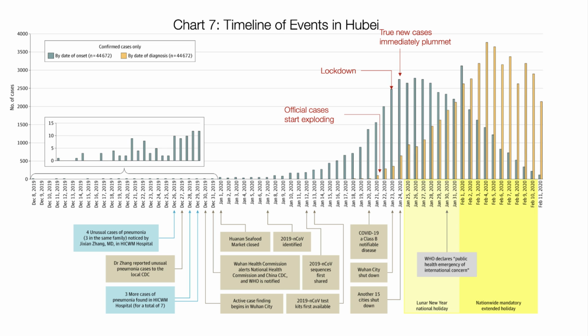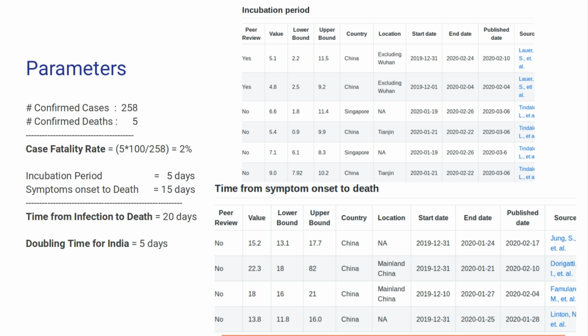For India, as of now, a total of 258 cases have been officially reported, while 5 amongst them have died. So to calculate the approximate value of infected people in India roaming around us, I will now take 3 parameters, the ones taken by the Chinese to compute the values. These parameters are the case fatality rate, which is about 2% for India, time from infection to death, and the doubling time of infection for India.